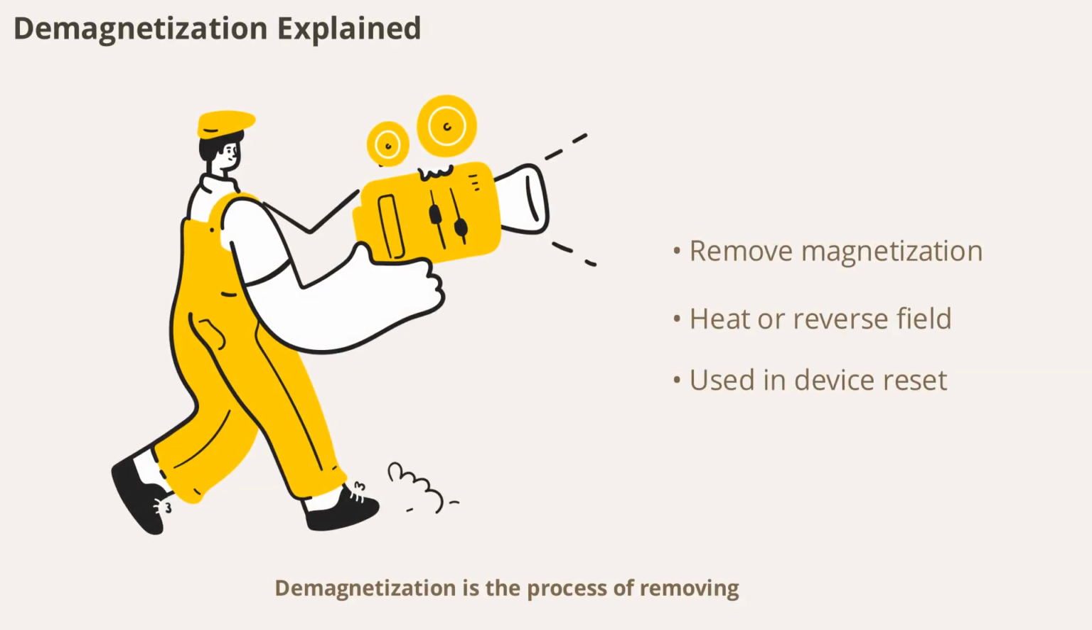Demagnetization is the process of removing or reducing the magnetization of a material. This can be done by heating the material, applying a strong reverse magnetic field, or physically striking it. Demagnetization is important in resetting magnetic devices, recycling materials, and ensuring the proper functioning of sensitive equipment. Understanding how to control magnetization and demagnetization is essential in many technological fields.